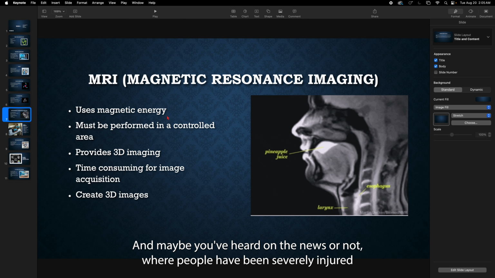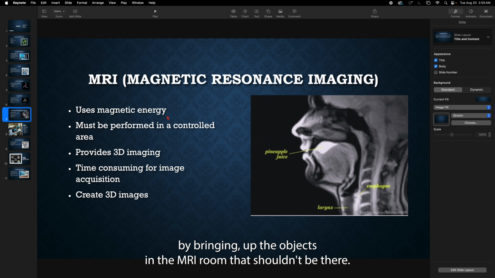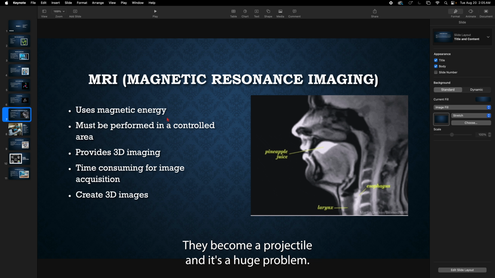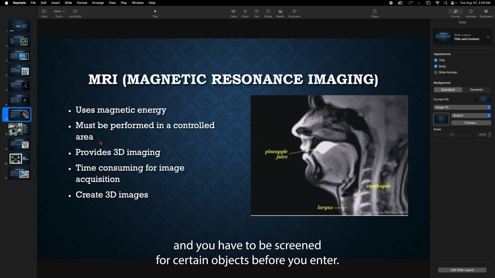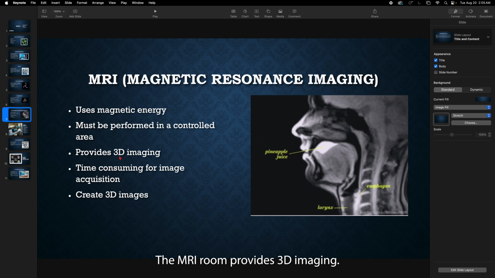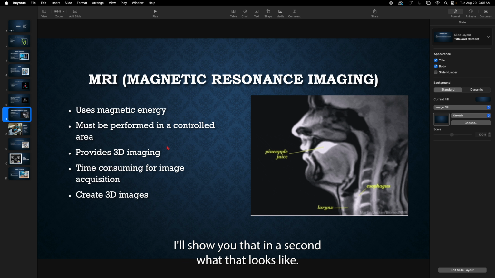And maybe you've heard on the news or not, where people have been severely injured by bringing objects in the MRI room that shouldn't be there. And they become a projectile and it's a huge problem. It must be performed in the control area for that reason. And you have to be screened for certain objects before you enter the MRI room. Provides 3D imaging. I'll show you that in a second what that looks like.